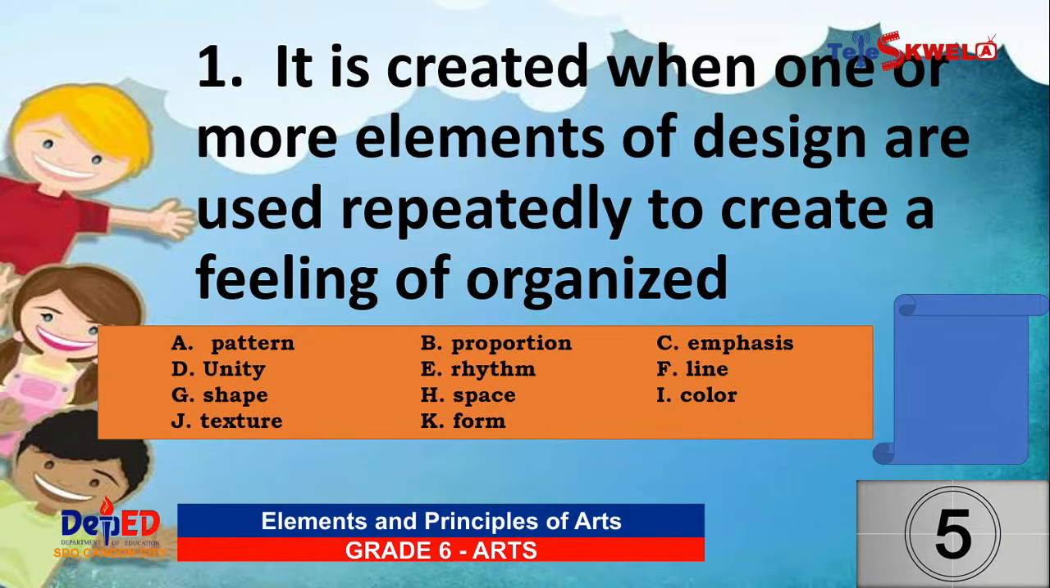Letter A, pattern. Letter B, proportion. Letter C, emphasis. Letter D, unity. Letter E, rhythm. Letter F, line. Letter G, shape. Letter H, space. Letter I, color. Letter J, texture. And letter K, form. Timer starts now. And the answer is letter E, rhythm. Next.